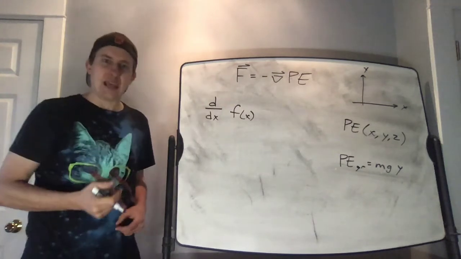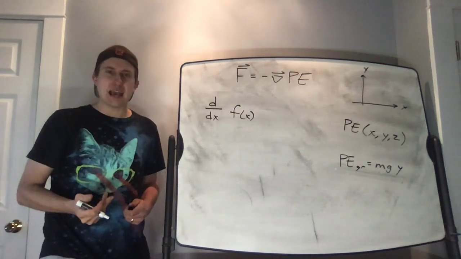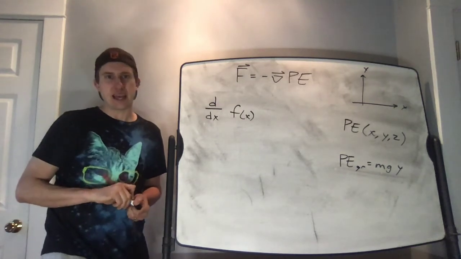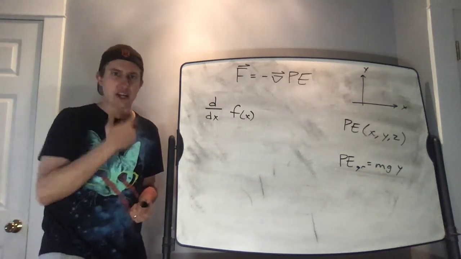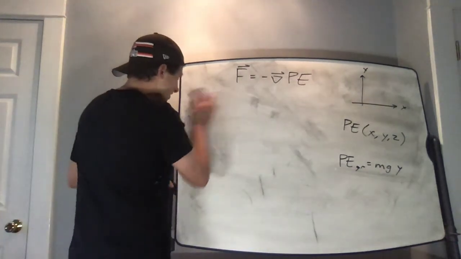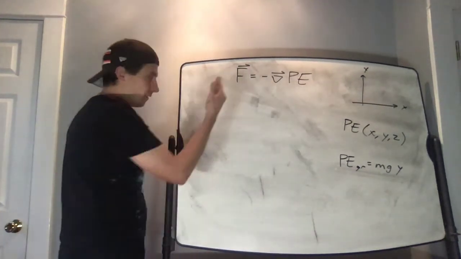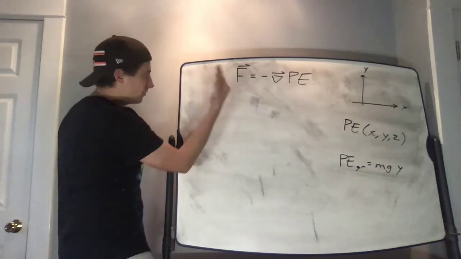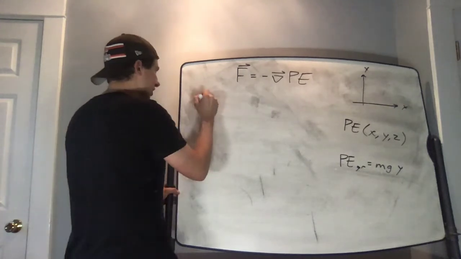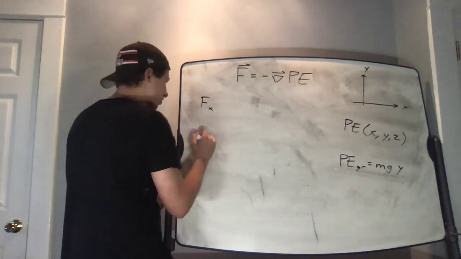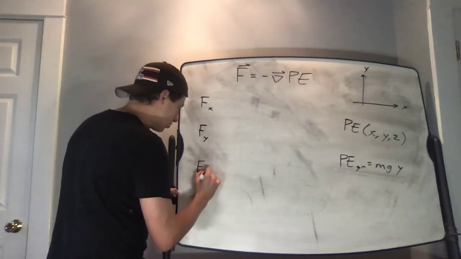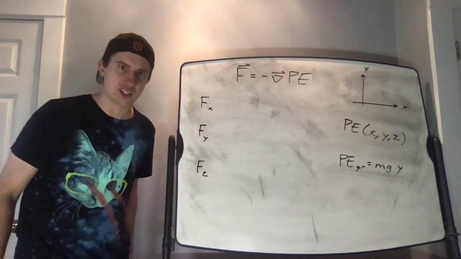Nabla could be thought of as a derivative that was promoted to a vector. So Nabla is kind of like a derivative with directions associated with it. So the force itself is a vector. A force is a type of object that has three components. We have a notion of the x component of the force, we have a notion of the y component of the force, and we have a notion of the z component of a force.